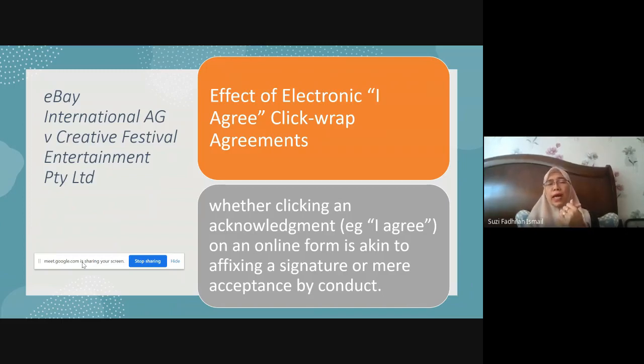Yes, basically. And there's also the imposition of what we call constructive knowledge. You cannot say, oh, I didn't read, I didn't know about the terms. Cannot. If you click I agree, that's your conduct, your act, your performance, meaning that here you accept all the rules. You are bound by the rules. All right.